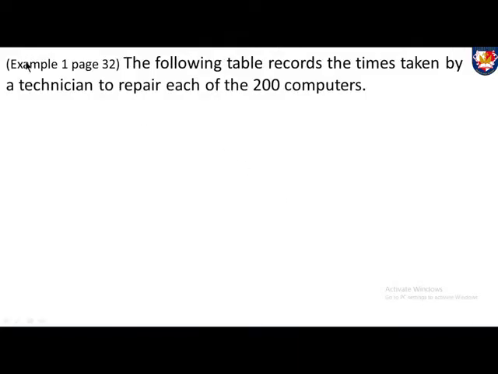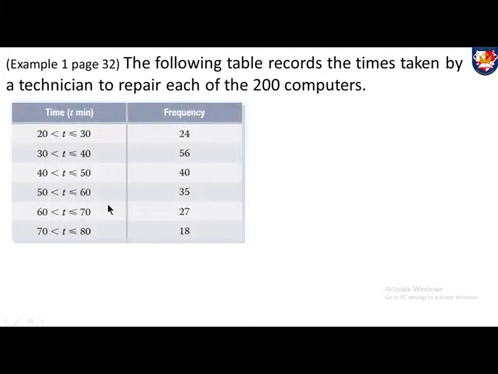Next example, from example 1, page 32 in your textbook, the following table records the times taken by a technician to repair each of the 200 computers. This is the table that we're going to talk about. For T, that means the time, less than or equal to 30 minutes but greater than 20 minutes, there are 24 computers. For T less than or equal to 40 but greater than 30, there are 56 computers. For T less than or equal to 50 but greater than 40, there are 40 computers, and so on.